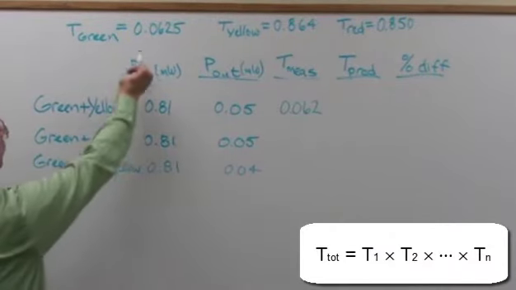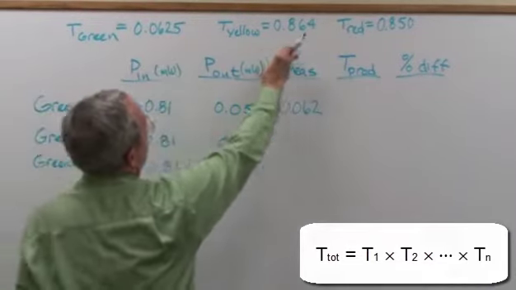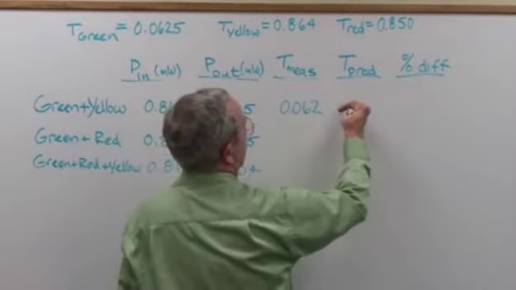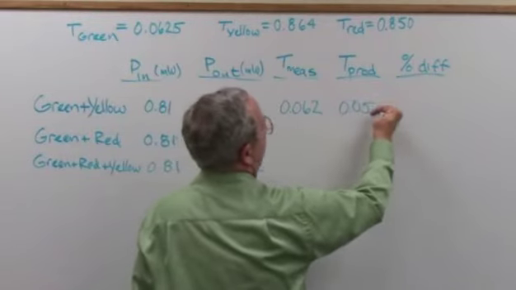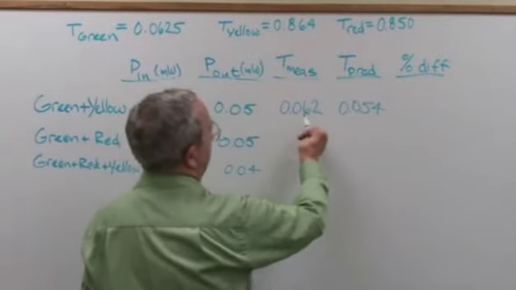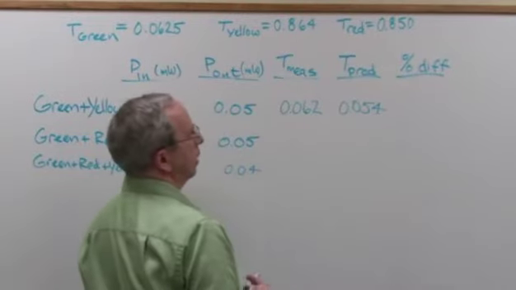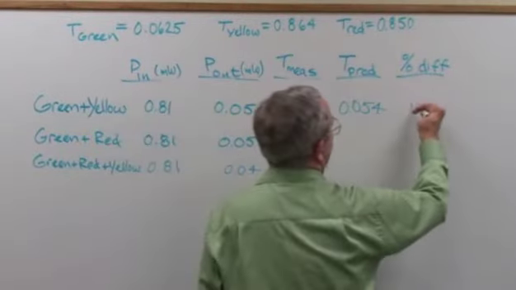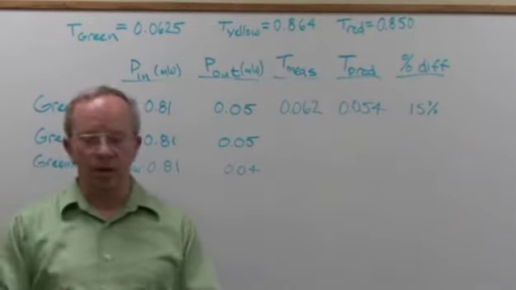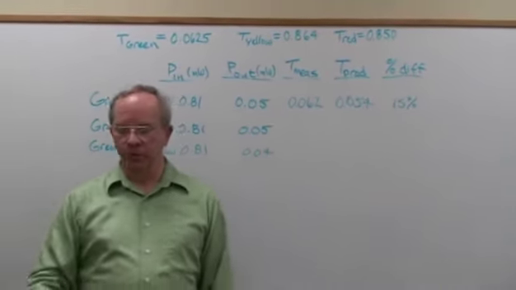The predicted transmittance would be the combination, or the product, of the green transmittance and the yellow transmittance, which from our previous experiment would be 0.0625 times 0.864. If you multiply those two numbers, you'll get 0.054. And if you calculate the percent difference between those two numbers, that would be 0.062 minus 0.054 divided by 0.054. You'll get a percent difference of about 15%, which is not too bad for our calculations. And you can do the rest of those calculations yourself for the other combinations of filters.